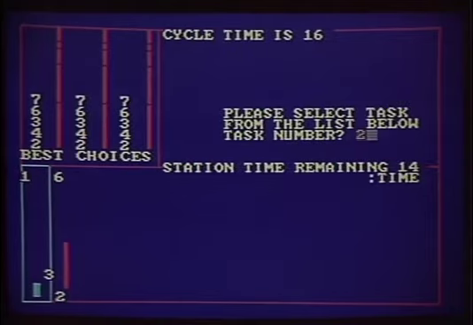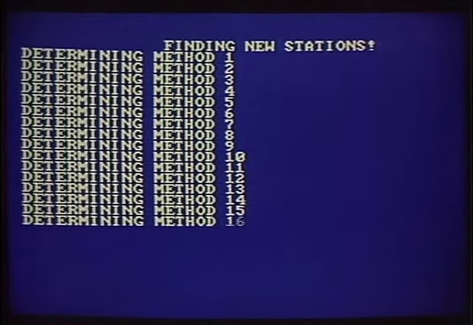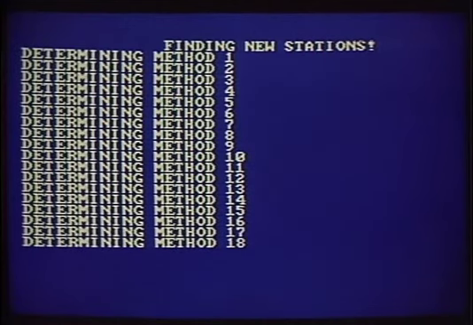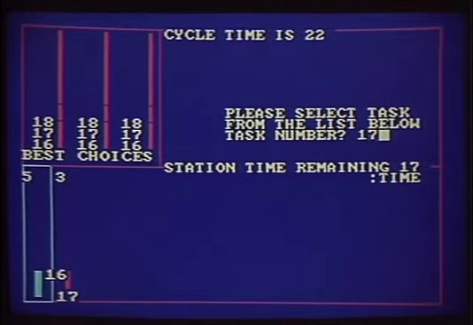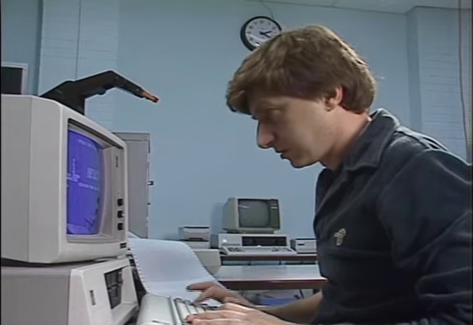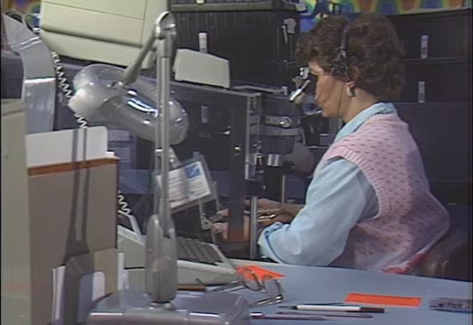HALB is a package designed to assist in the allocation of tasks to workstations, known as assembly line balancing. The program applies heuristic rules to generate a near-optimal solution. The analyst may interact with the program and direct the solution to account for factors not reflected in the heuristics. The graphics capabilities of the personal computer are used to enhance the dialogue between the machine and the human problem solver.